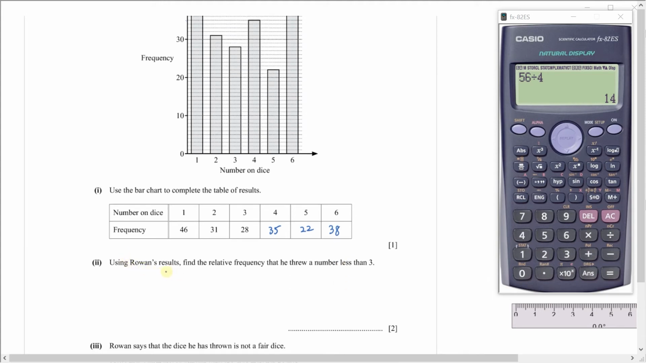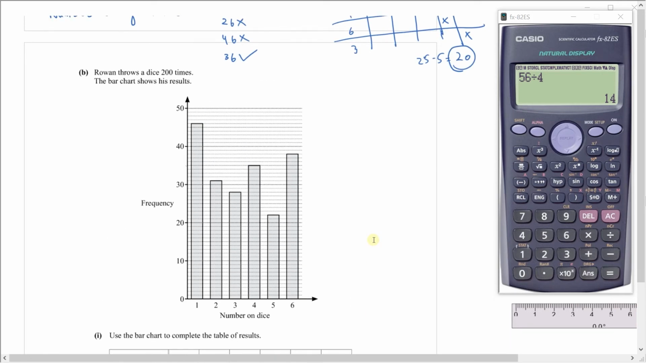Using Rowan's results, find the relative frequency that he threw a number less than 3. So relative frequency, which is basically the probability, that the number is less than 3.